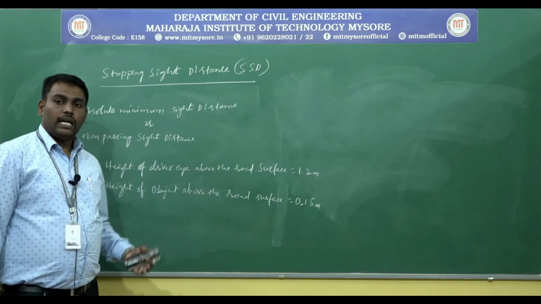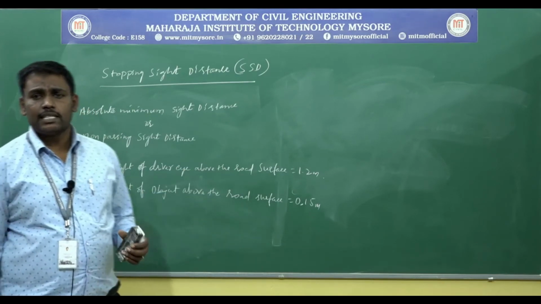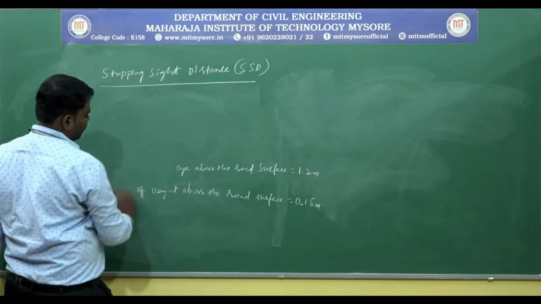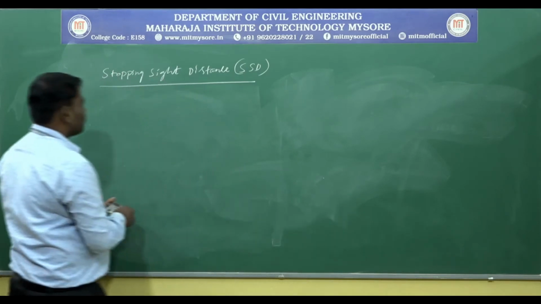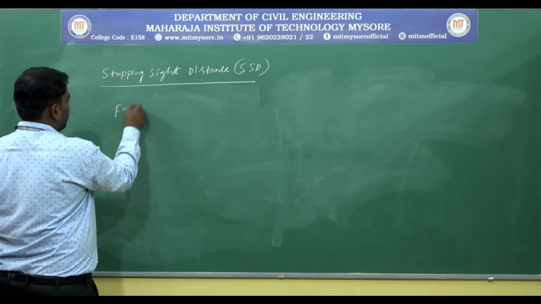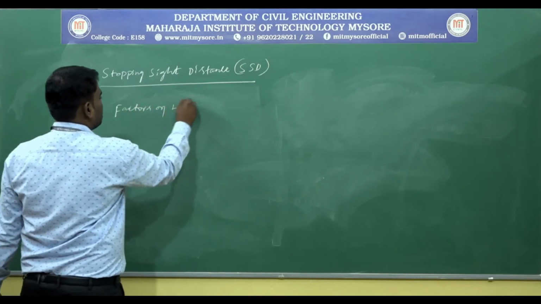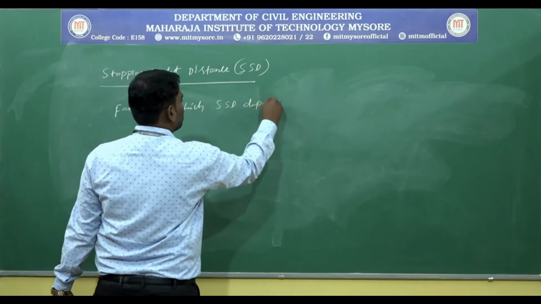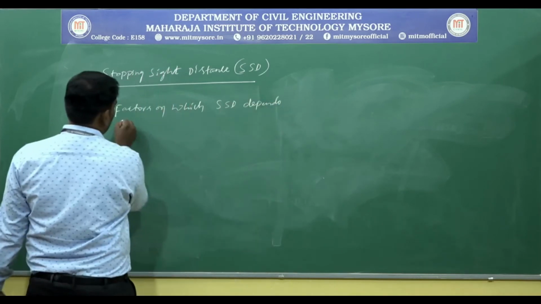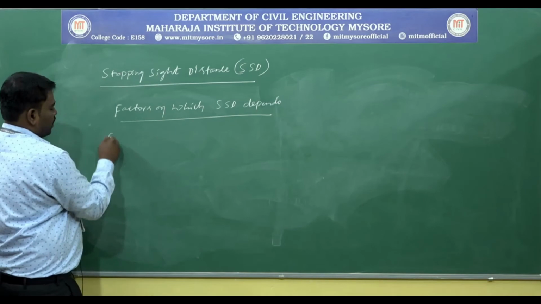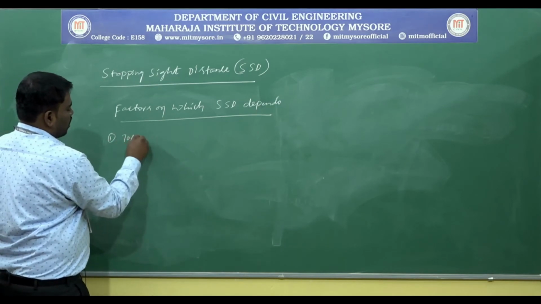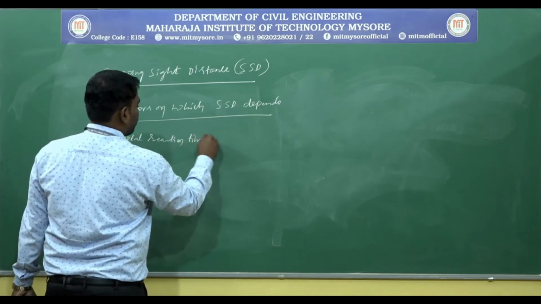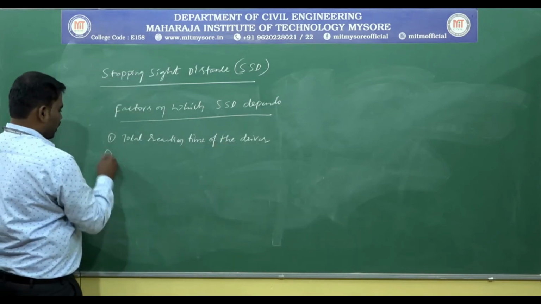Okay. Then the stopping sight distance will depend on about 5 factors. Those are the factors on which stopping sight distance SSD depends. Okay. The first one it is total reaction time of the driver. Second one it is speed of vehicle.